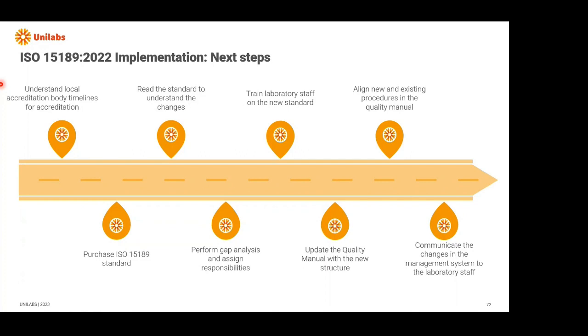Of course, we need to purchase the new ISO. It's a copyright document. We need to read it and understand the changes. We need to perform a gap analysis and assign responsibilities. Not everything I mentioned is a gap in your lab. If you already have local accreditation and CAB accreditation, most likely you already have a process in place, but you're going to have some gaps, maybe in the area of impartiality, maybe in aligning your quality manual. So definitely you need to find your gaps, and you need to put a timeline to address them.